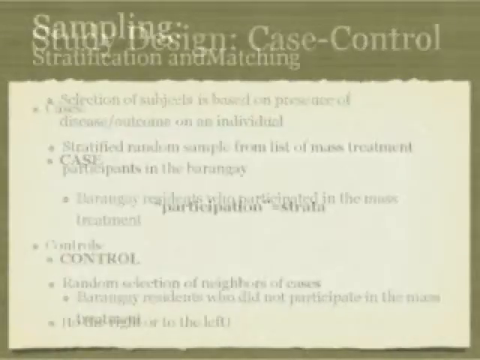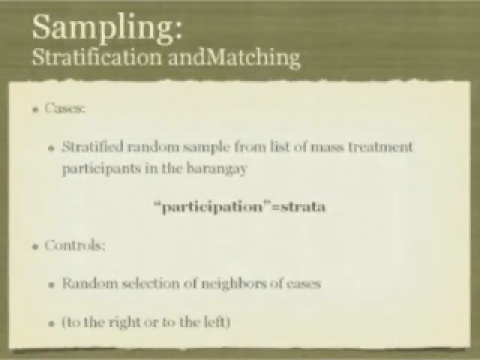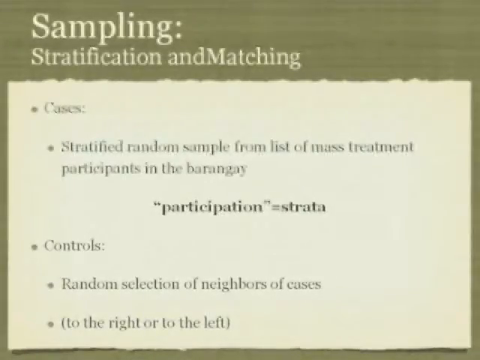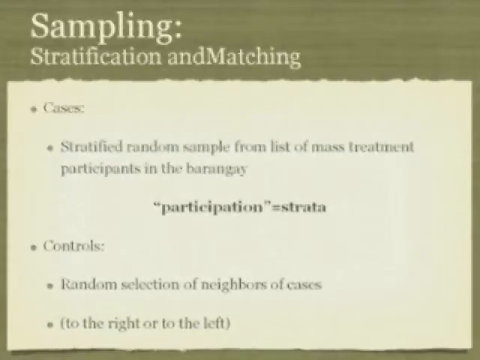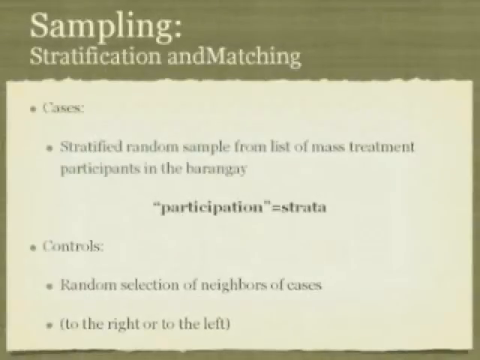who did not. In selecting the cases for the study, random stratified sampling will be done from the list of mass treatment participants in the barangay using participation as the strata. This list will be provided by the Provincial Health Office of Samar.